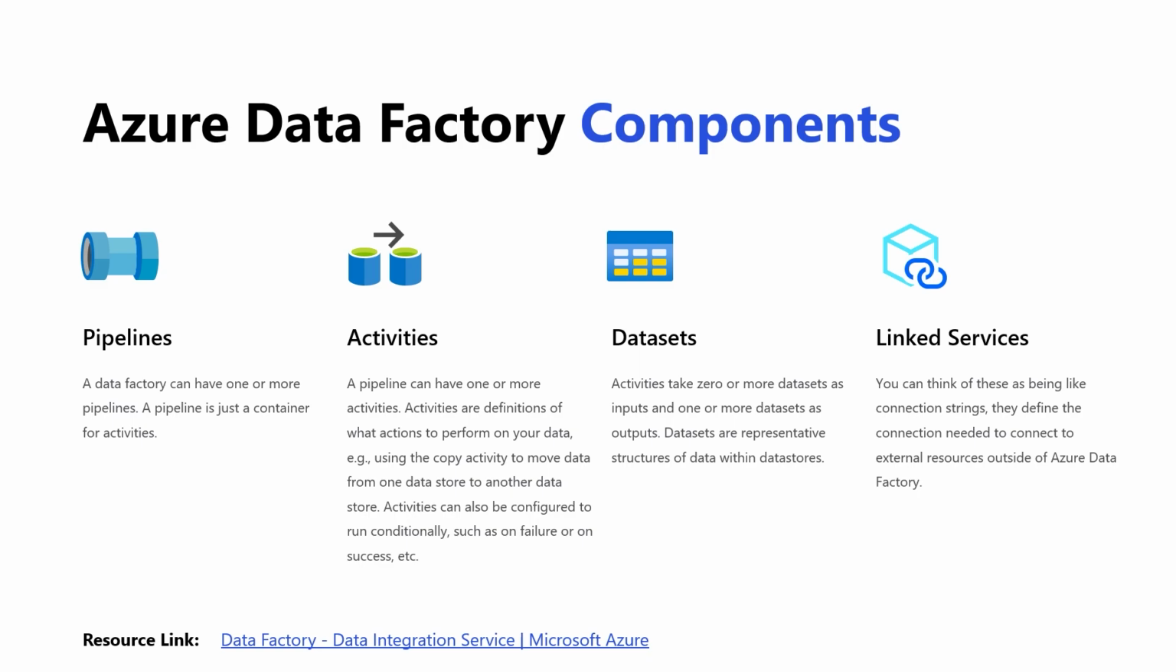The next component are data sets. You can kind of imagine data sets are basically like files. It could be web URLs that lead to individual files and stuff like that. Activities take 0 or more data sets as inputs and 1 or more data sets as outputs. Data sets are representative structures of data within data stores, right? For example, I can connect to a SQL database and pull a subset of the data that exists in that database, right? And I would consider that my data set. I could make a call to an API URL, and the data that is sent back to me is considered a data set.